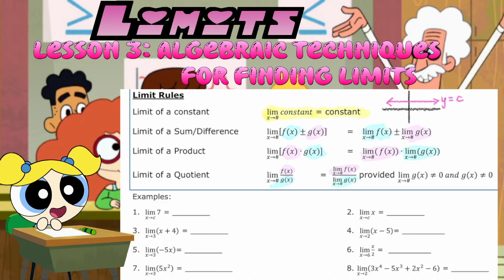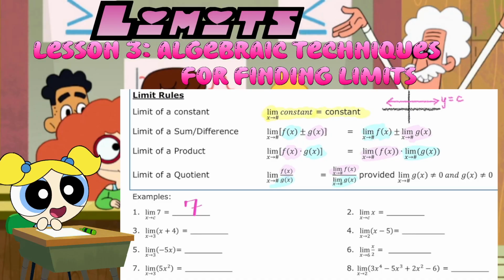So let's do a few of these examples over here just to warm it up, and then I will show you the extra rule. Okay, the limit as x approaches any constant c of 7. Well, 7 is a constant. Boom, the answer is 7. Done. Next, number 2 to the right. The limit as x approaches c of x.